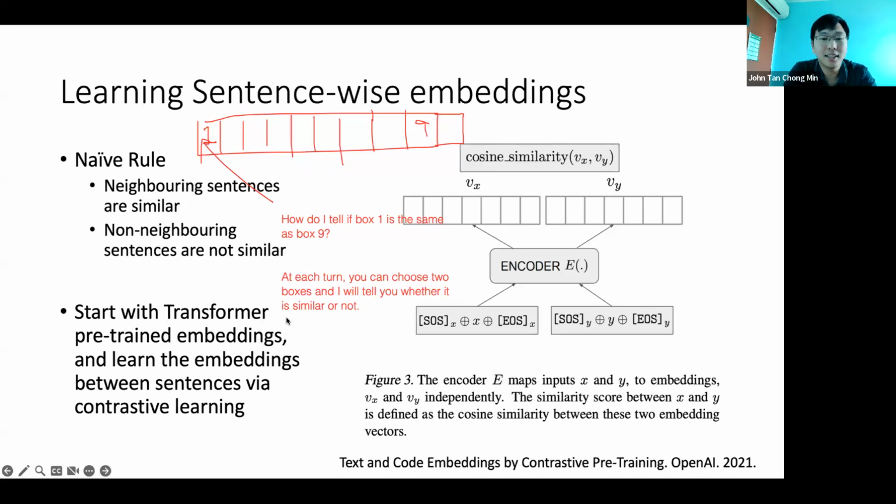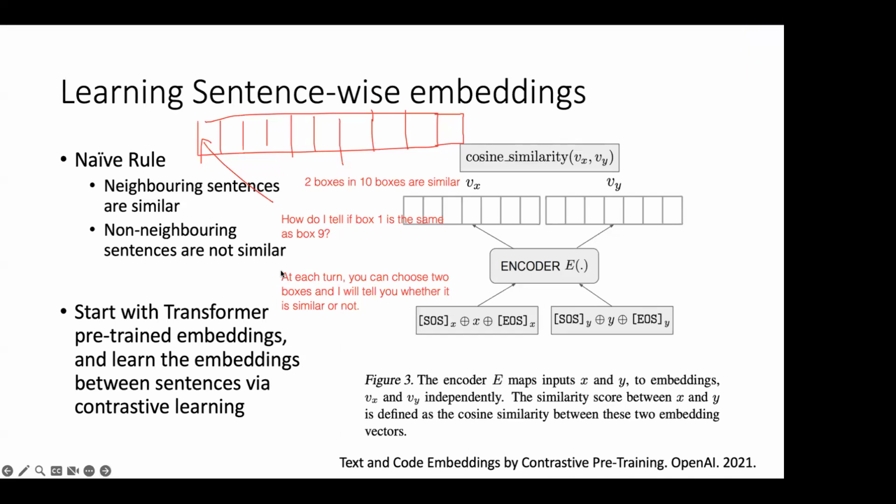Let's say I don't even tell you box 1 and box 9. I just tell you there are 2 boxes here that are similar. There are only 2 boxes in this group of 10 boxes that are similar. How would you choose your two comparison pairs in order to find out which boxes are similar? Anyone can tell me a strategy you would use to find out which 2 are similar? Maybe split the difference, one in the middle, one at each end, and bring them in, see how you go.